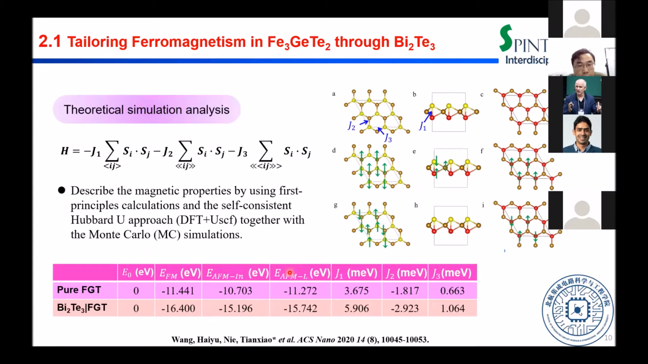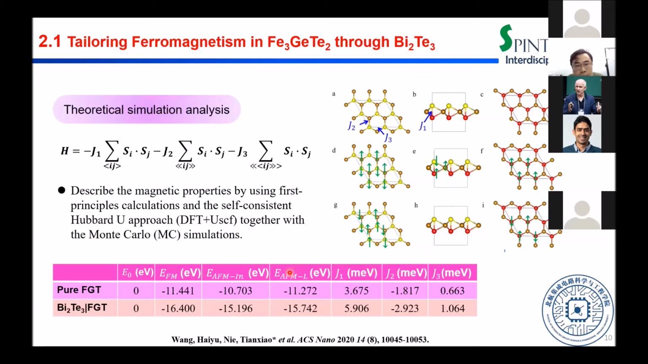In our work, we also focus on this iron germanium telluride material just because it has almost the highest intrinsic Curie temperature. But we introduced the topological insulator bismuth telluride with this material. Why use bismuth telluride? We know bismuth telluride is a very interesting material, especially when combined with some other non-magnetic material, it can change the non-magnetic material to a ferromagnetic material by proximity effect.